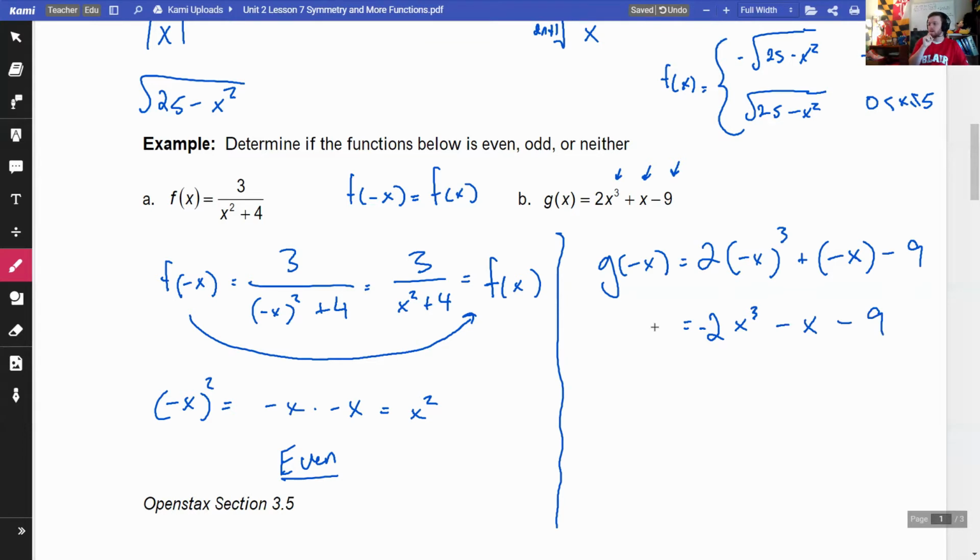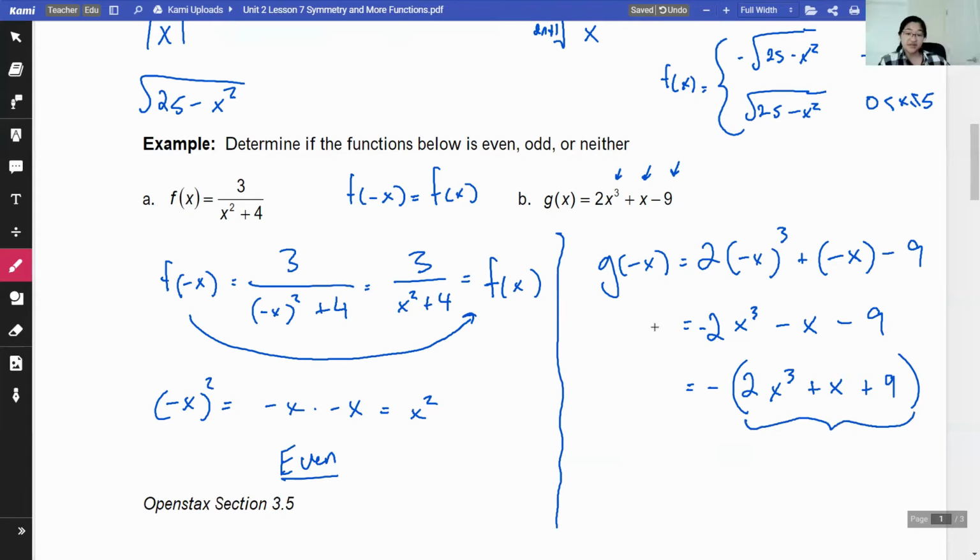Is that g of x? No, I don't think so, because we have minus 2x cubed minus x minus 9. So all the signs changed where there were x's, but that minus 9 stayed the same. So if we factor out, we're getting a completely different function. Very close to the original, but not the original. So this is not g of x. And it's not odd. It's not negative g of x.